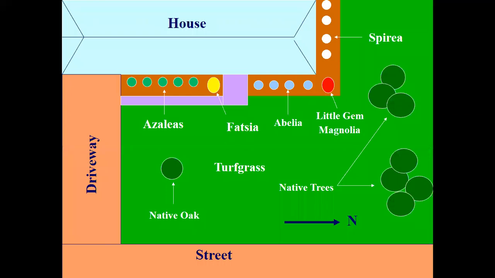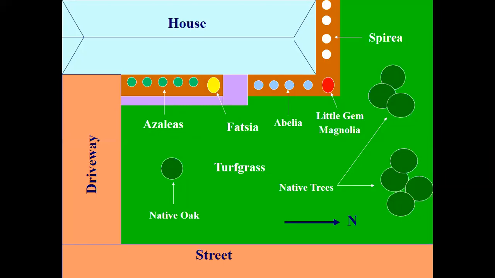This is a typical Georgia residence, okay? This house, we got a good combination of foundation shrubs, azaleas planted on the east side, where they get morning sun and afternoon shade. We got Fatsia used at the front door as an accent plant. Magnolia is used to soften the corner, a little gem magnolia. Spirea, which is a spring flowering white flowers shrub, along the north side, and some native trees in the remainder.